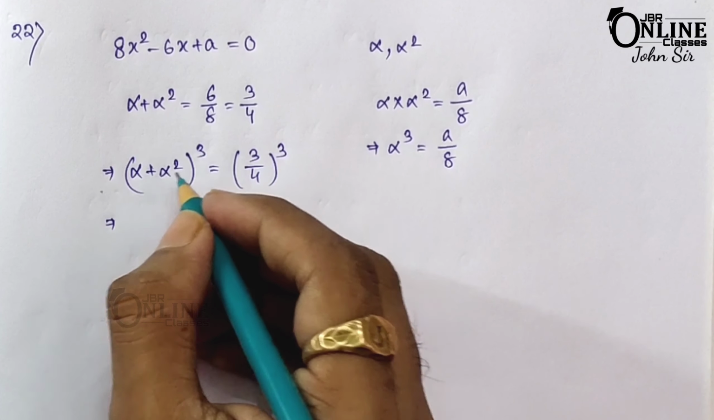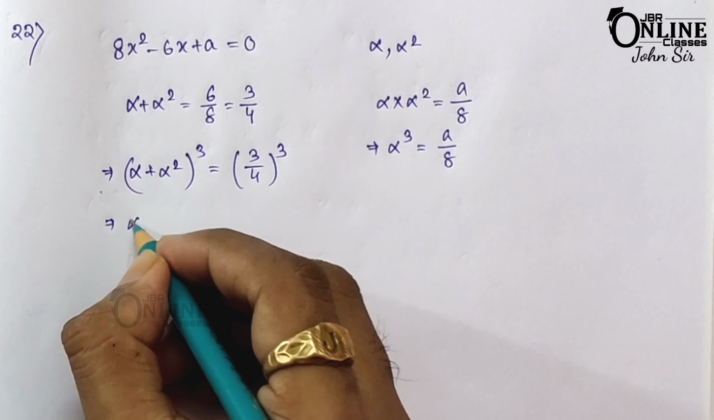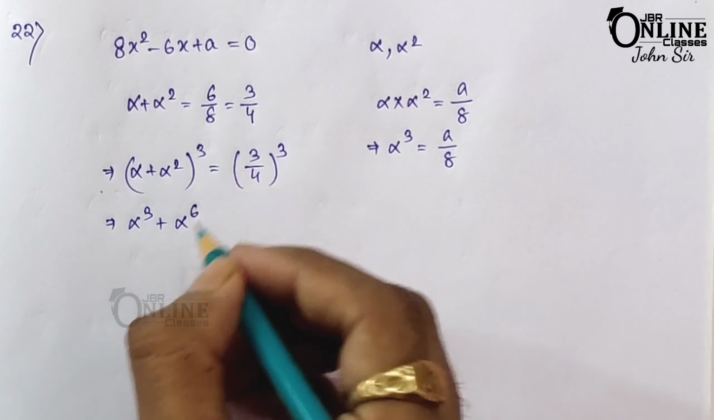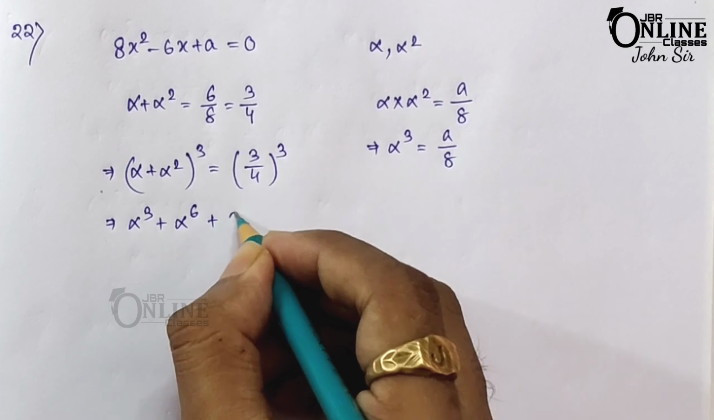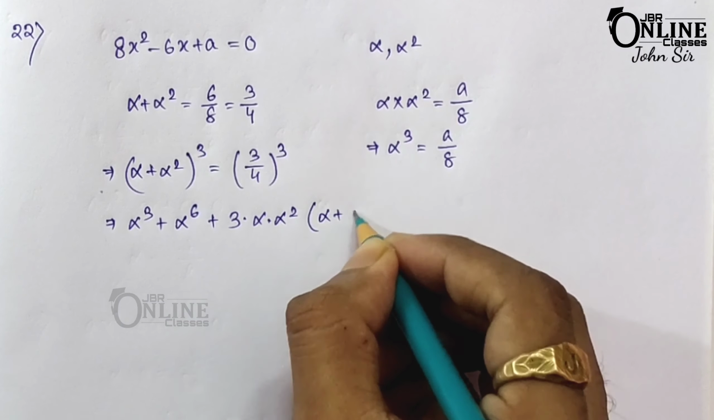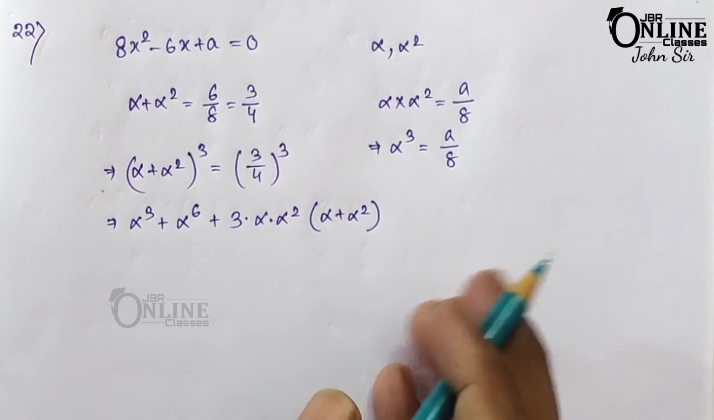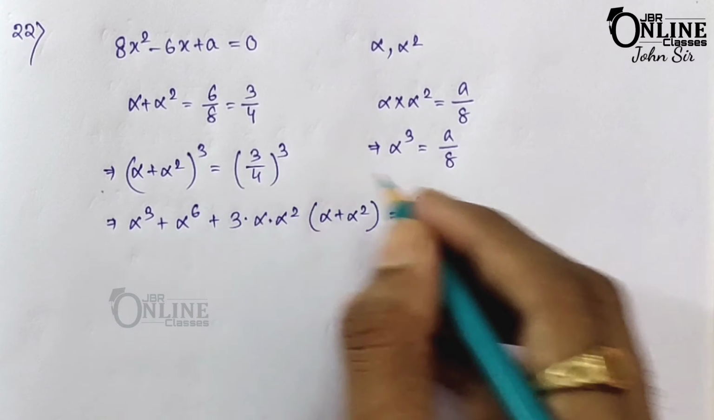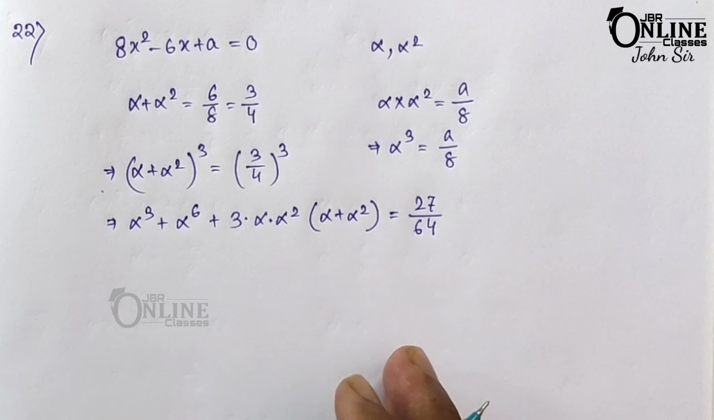So you know the formula, (a plus b) whole cube. That is alpha cube, then alpha to the power 6, as alpha square cube means alpha to the power 6, then 3 into alpha square and then again alpha plus alpha square. That means here a cube plus b cube plus 3ab into (a plus b) is the formula, and that equal to 27, and here 4 cube means 64.